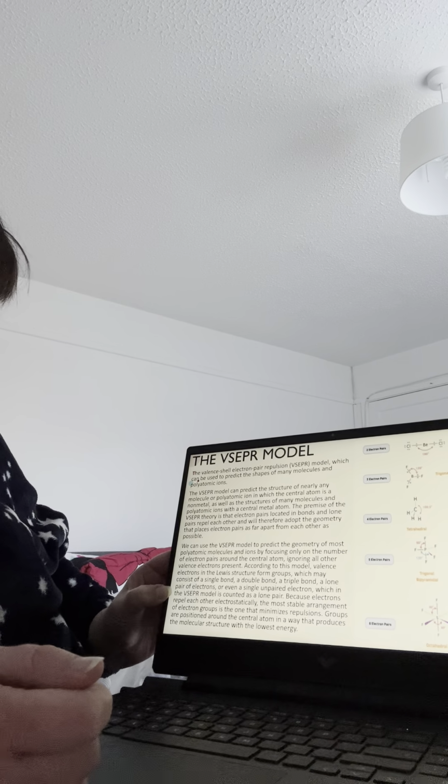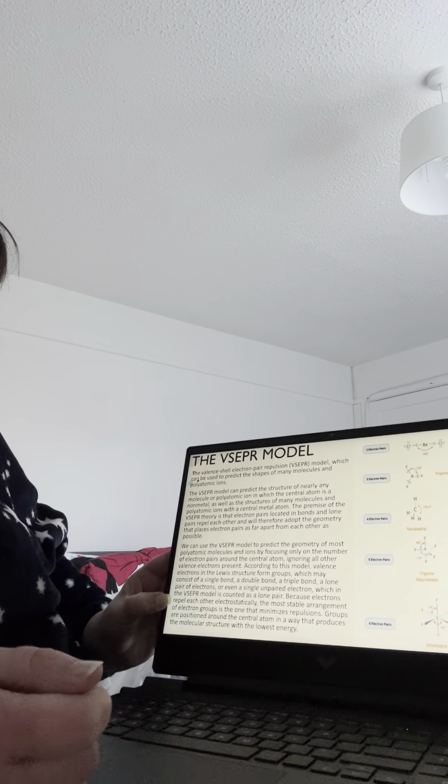Because electrons repel each other electrostatically, the most stable arrangement of electron groups is the one that minimises repulsions. Groups are positioned around the central atom in a way that produces the molecular structure with the lowest energy.